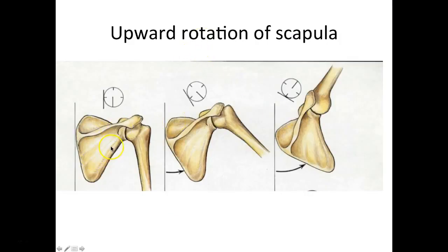So when we raise our arm, raise your arm to about the shoulder level, you will get a collision between your greater tubercle here on the humerus and your acromion. So we need to rotate the scapula a little bit more so we can raise our arm up above our head.